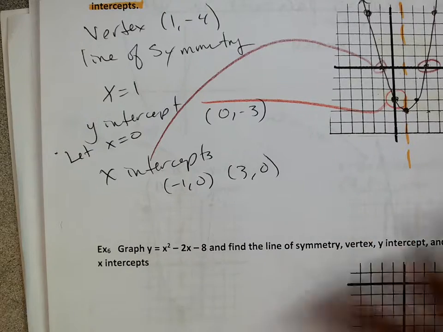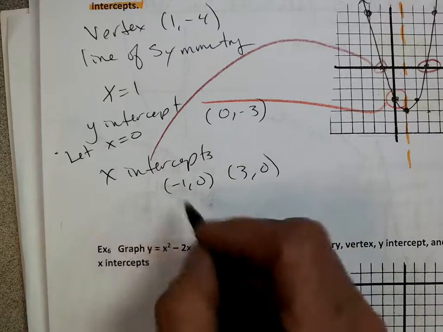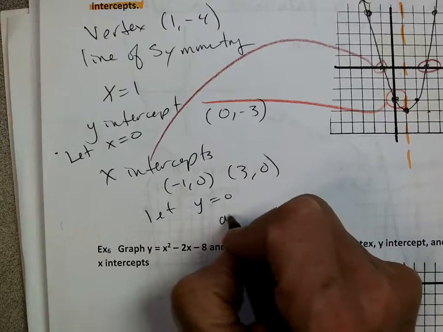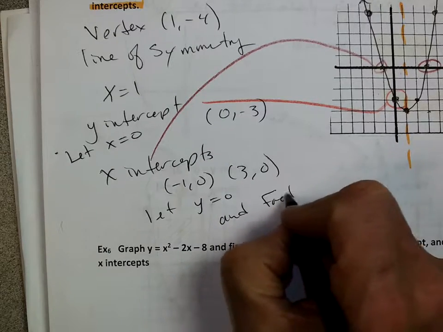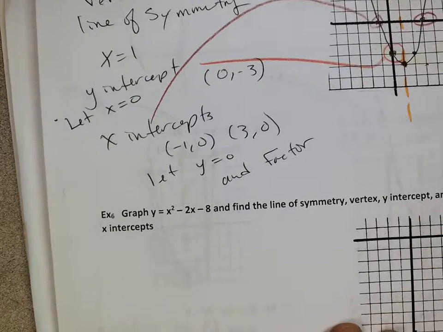And write this down. We don't need to do this on this problem because we found it from the graph, right? But if you can't find it from the graph, you need to do this. And the x-intercepts: let y equal 0 and factor, okay? Which you guys are getting good at factoring. Well, we're going to keep practicing factoring, okay?